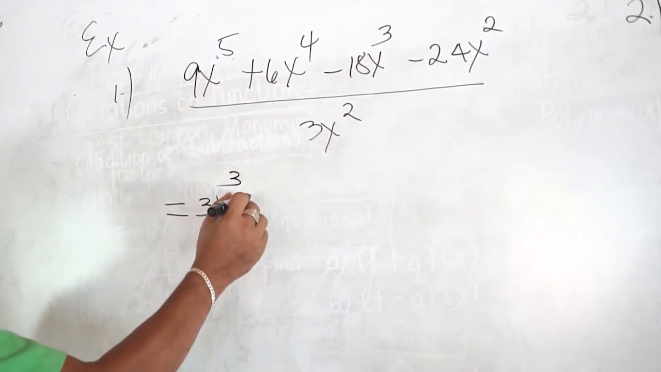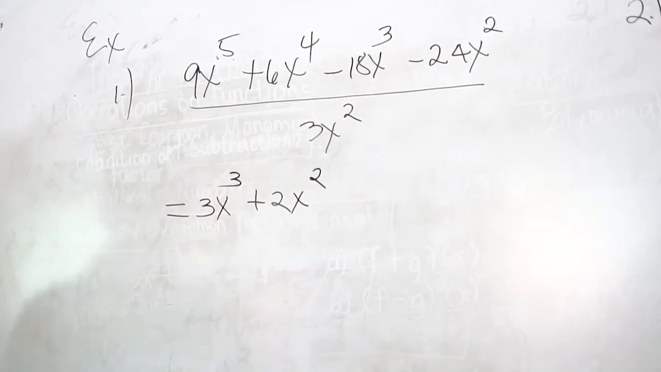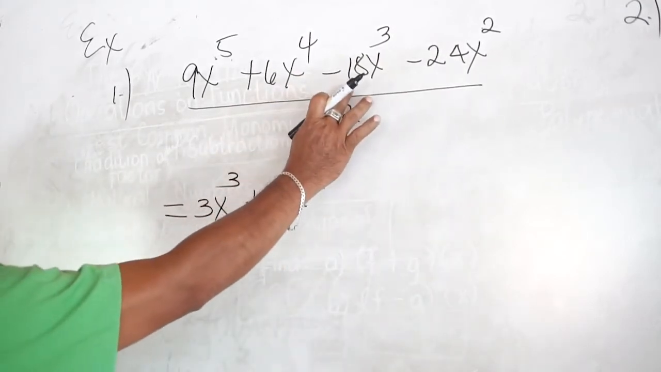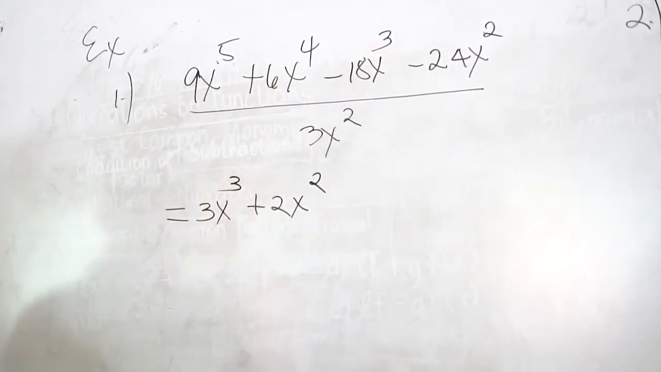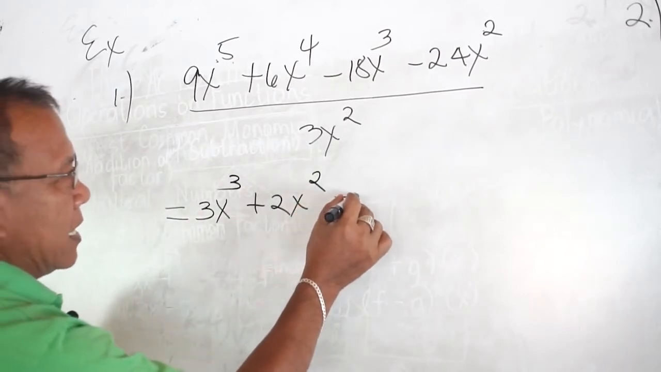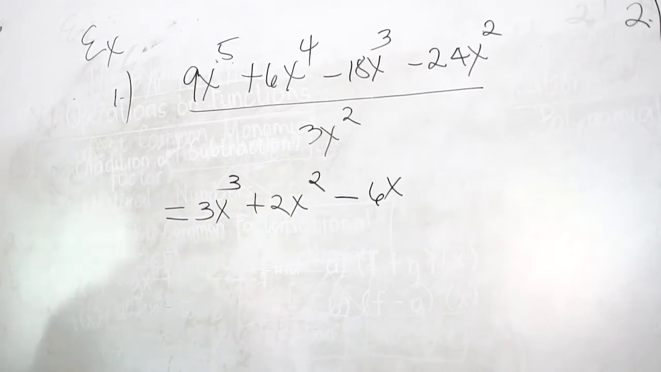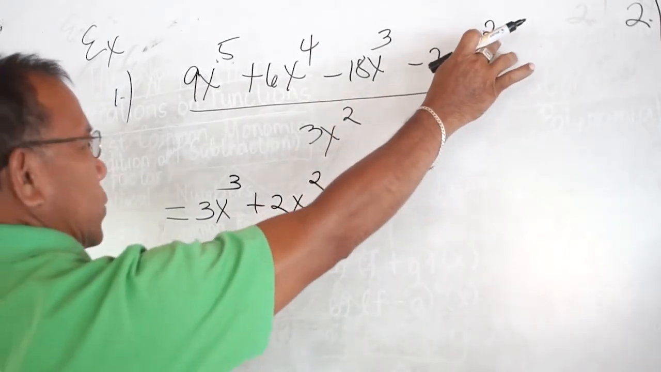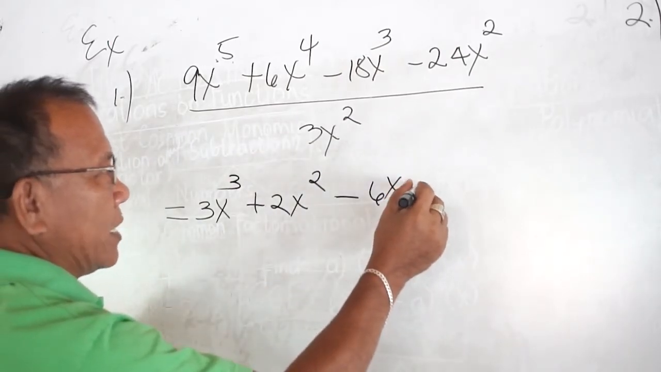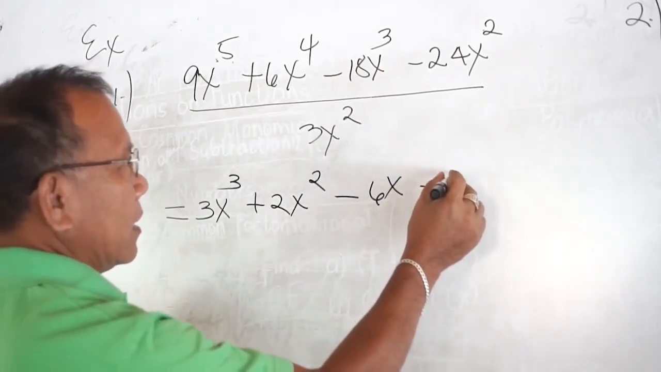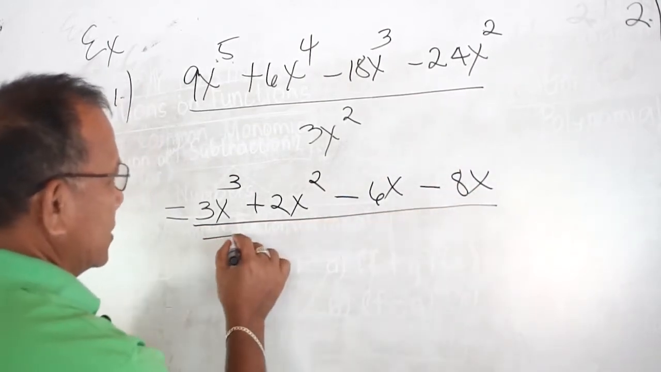So, the quotient is positive 2x squared. The next, negative 18x cubed divided by positive 3x squared. So, the quotient is negative 6x. Then the last, negative 24x squared divided by positive 3x squared. So, we have the quotient is negative 8x. So, this is now our answer.